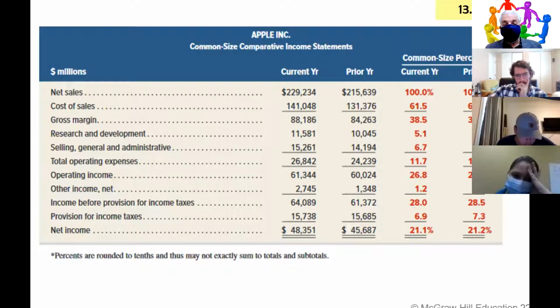You can bet the folks at Apple looking at that saying, wow, why are our costs going up for our stuff? And they're going to try to do something about that. That's what you analyze. You got R&D is up as a percent. Even though sales are up, our R&D is up even more as a percent. So it's growing faster than our sales is growing. And our net income, about the same, 21.2 down to 21.1.